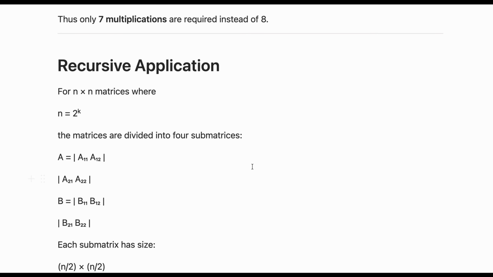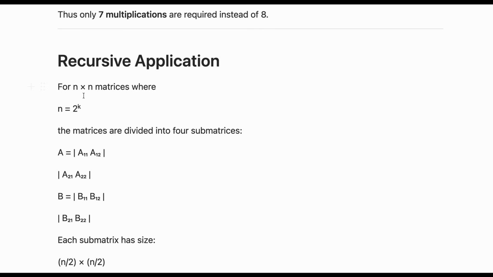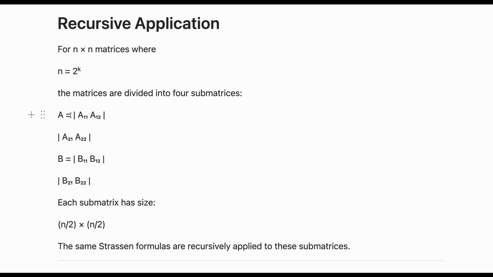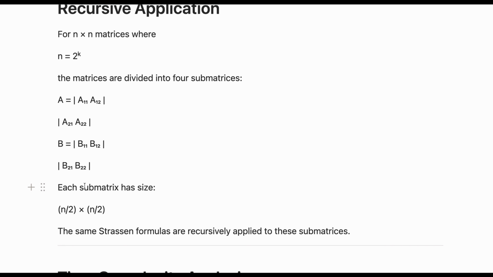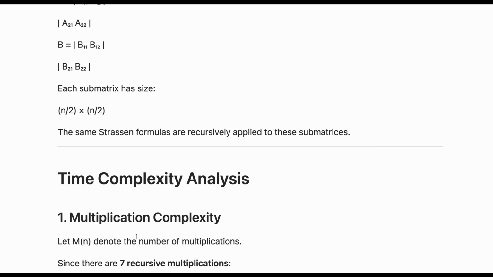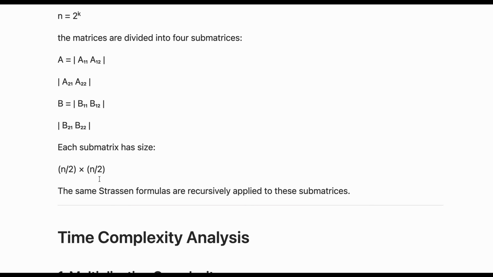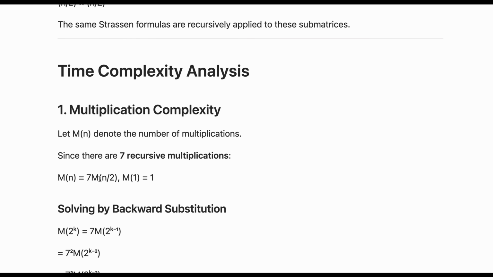Now we will see the recursive application. For n by n matrices where n is equal to 2 to the power k, the matrices are divided into 4 submatrices. So for matrices A and B, each submatrix has size n by 2 into n by 2. The same Strassen's formulas are recursively applied to these submatrices. We can easily see this here. Now we will see the time complexity analysis.